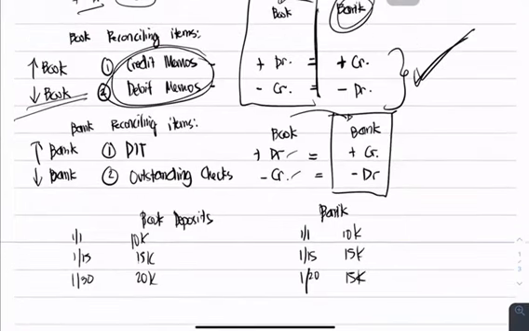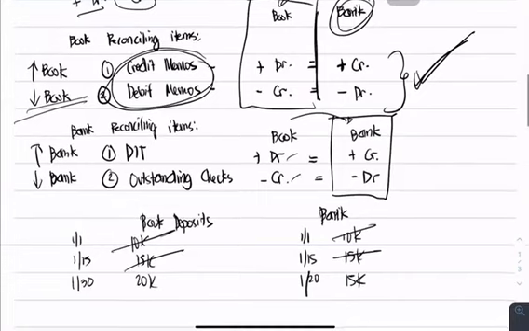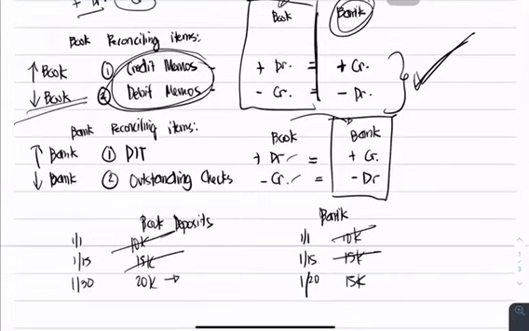Assuming hindi sinabi na nagkaroon ng error. So titignan mo yung mga deposits. So pumasok na ba yung 10,000? Meron na. Pumasok na ba yung 15,000? Meron na din. Yung 20,000 na January 30, pumasok na ba? Hindi pa. So, ano yan? Meron na sa book, wala pa sa bank, di ba? Ano din ang tawag natin dito sa 20,000? Ang tawag natin dyan ay deposit in transit.